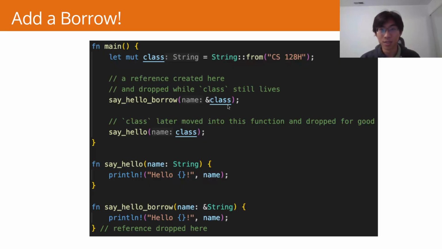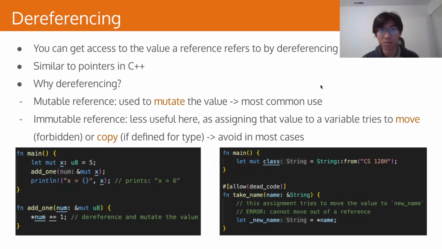Another case is shown here, where first we declare class to be a string, and then when we pass it to say_hello_borrow, we give say_hello_borrow a reference to a string instead. So we pass in &class, and this gets assigned to name, which is a reference to a string. And then at the end of say_hello_borrow, this reference is dropped, but the original string that it refers to, class, is still in scope. So we can later pass class to say_hello. And then after say_hello takes ownership of this string, it gets dropped at the end of this function.